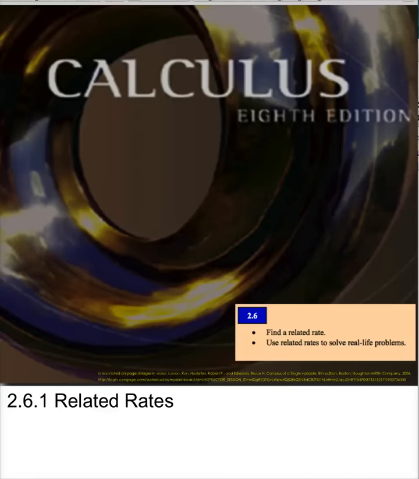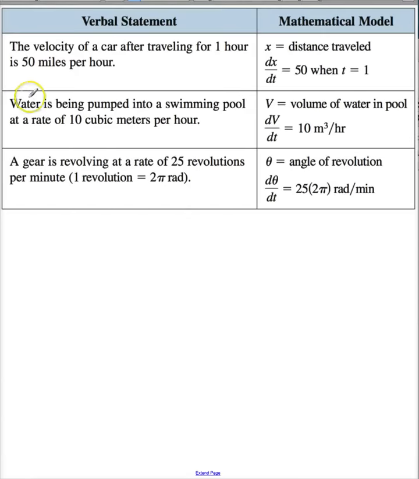Now let's talk about how to solve related rates problems. The first thing you need to be able to do is read word problems, basically a verbal statement, and pull out the mathematical model. So if I were to tell you that the velocity of a car after traveling for 1 hour is 50 miles per hour, you would need to write that x is the distance traveled and dx/dt is 50 when t is 1.